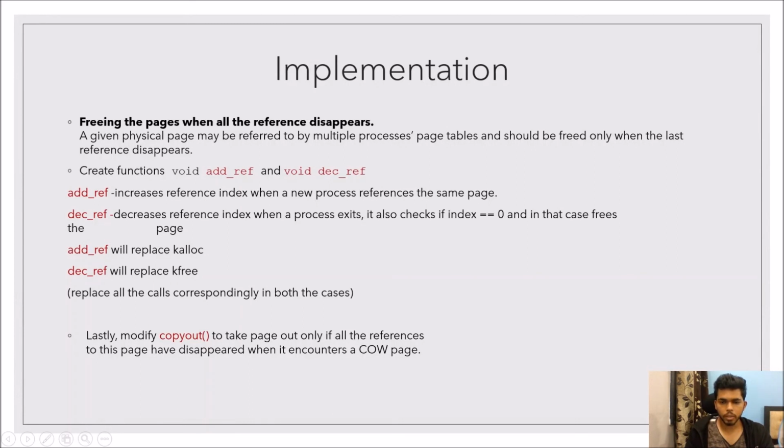Then we'll go on to define the functions addref and decref. The basic function of addref would be to increase the reference index when a new process references the same page, whereas decref is supposed to decrease the reference index when a process exits. It also checks if the index equals 0, and in that case we free the page. So essentially addref will be replacing kalloc and decref will take the place of kfree. Since we are replacing kalloc and kfree, we would have to replace all the related calls correspondingly. And lastly, we have to modify copyout to take a page out only if all the references to this page have disappeared when it encounters a copy on write page.